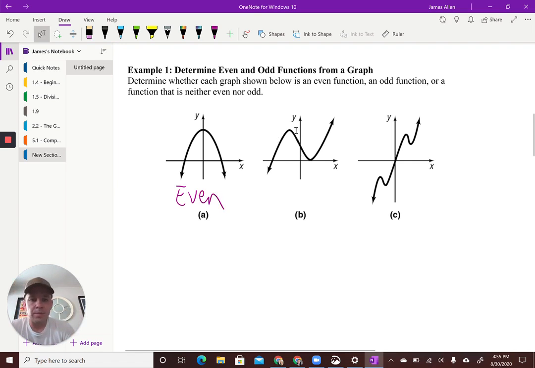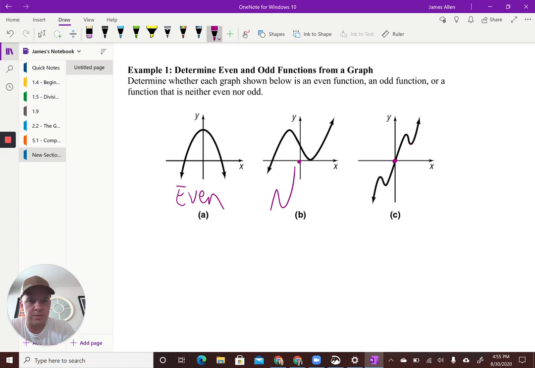Next one. Is it symmetric over the y-axis? No. If you were to fold it over, it would not match up. Is it symmetric about the origin? Well, here's my origin, right? It's sitting up higher. Nope, this one is not going to be symmetric about the origin, so this is neither.